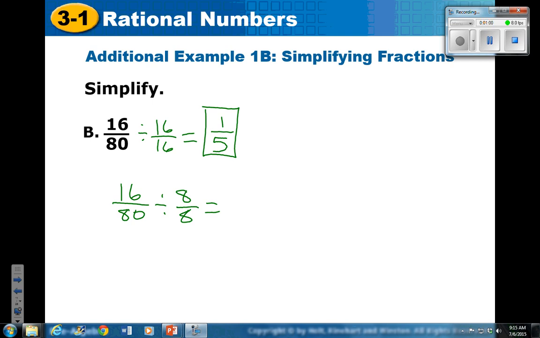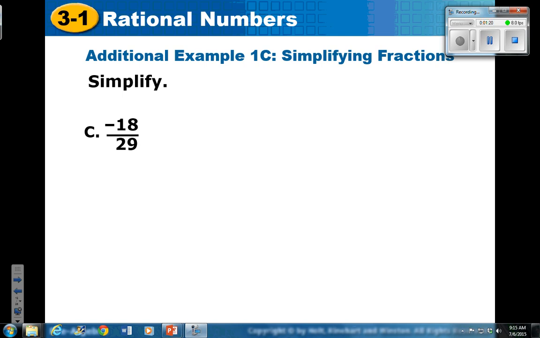If you divide them both by 8, you're going to get 2 over 10, which can then be divided by 2 over 2, again giving you 1/5. Either way is fine. If you can come up with the greatest common factor first, it'll save you a step.